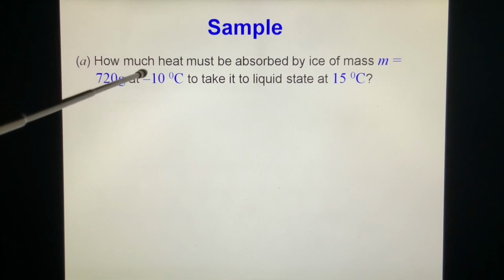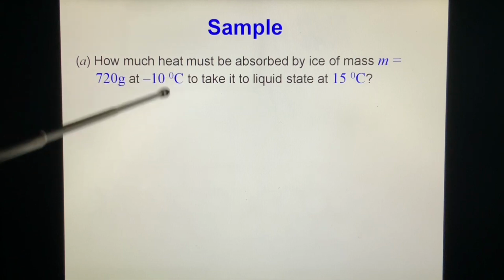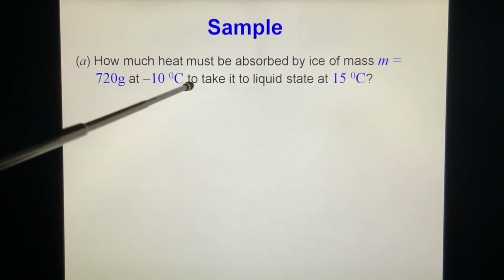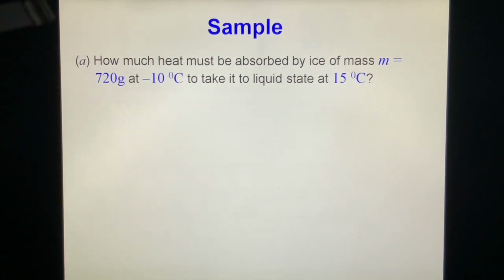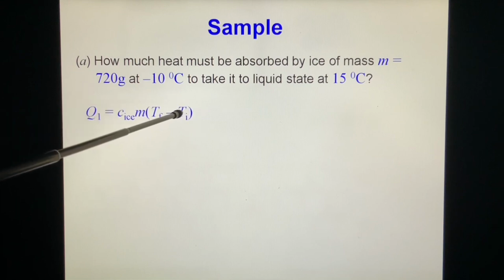First, from minus 10 to 0, that's the heating. And at 0 degrees Celsius, phase change from solid ice to a liquid state. And then from 0 to 15, the liquid increases its temperature. So let's see that. Q1 is ice from minus 10 to 0.